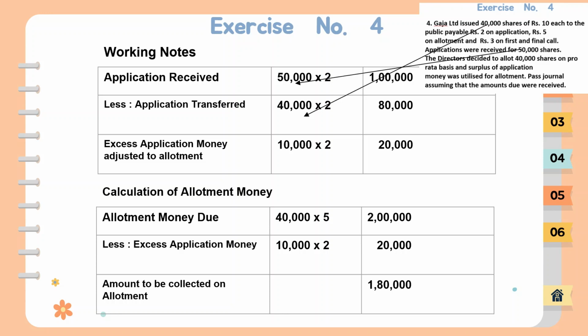For application received, bank account debit to equity share application, and for transfer entry, equity share application to share capital, and then excess application money, that is equity share application account debit to equity share allotment, and then the due entry. Here allotment money due is there, no? So for that you have to write equity share allotment account debit to equity share capital, and this already we have passed, so no need to pass the entry. Here the amount to be collected will be shown on the bank entry. Allotment money received, you will pass one entry, in that entry you have to show. I will show you here.